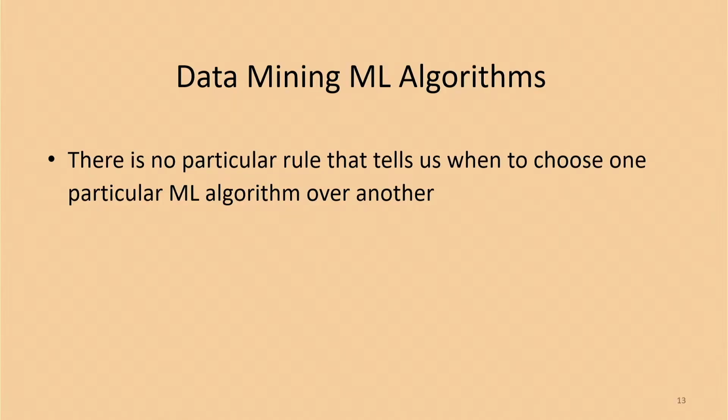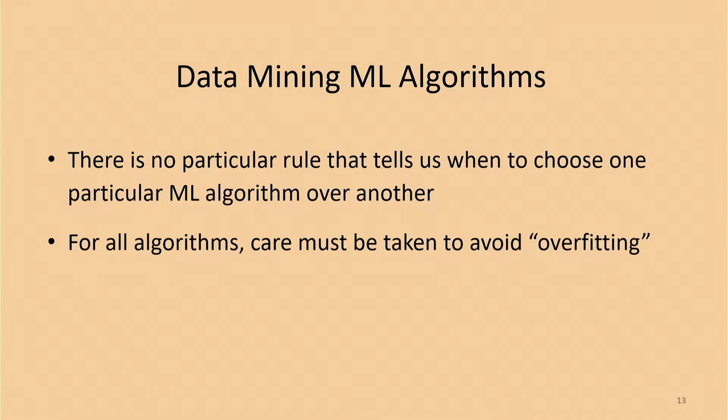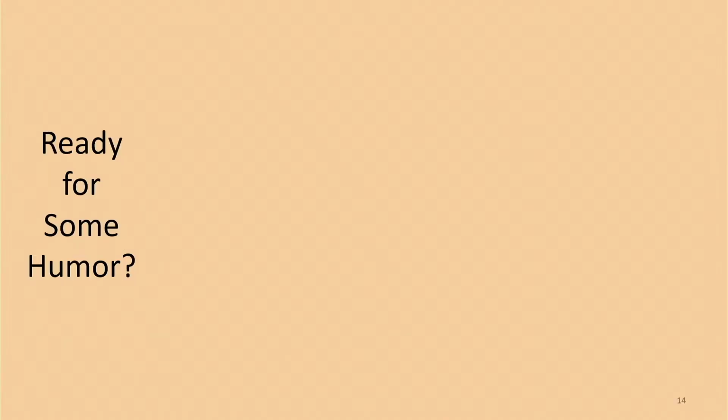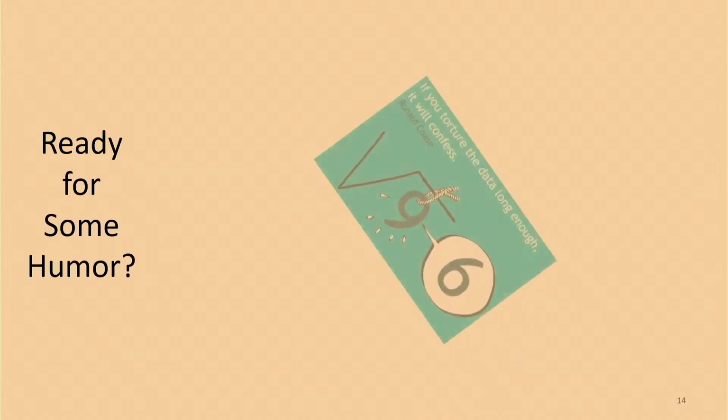Thus, when to choose one particular algorithm over another? Okay, there is no rule for that. Typically, based on the literature, we have studies that have established that this algorithm worked well for this study, and so on and so forth. Okay. We will talk about some of it. For all algorithms, care must be taken to avoid overfitting. That is something we have to be careful about. And here is some quick humor about that.